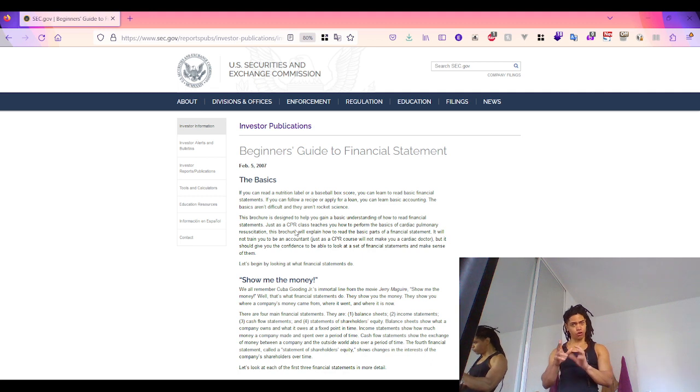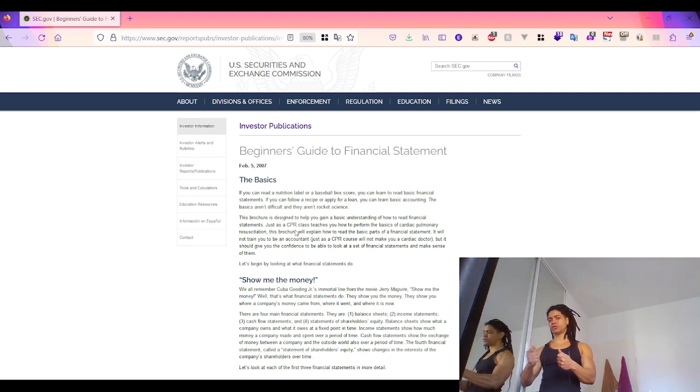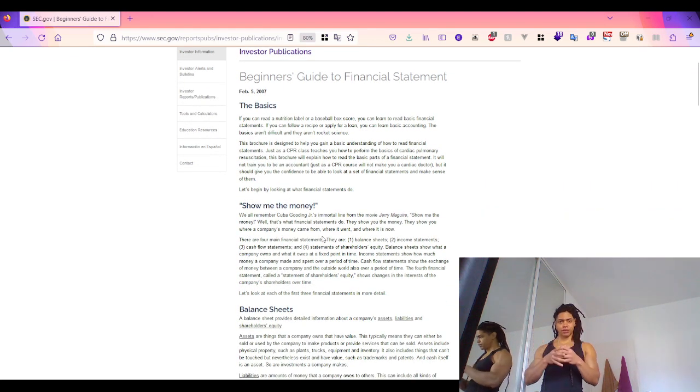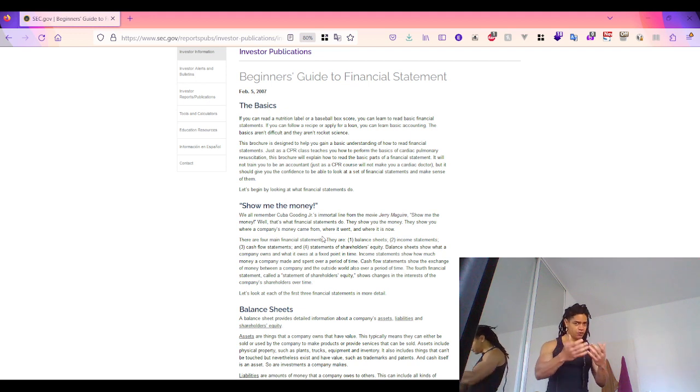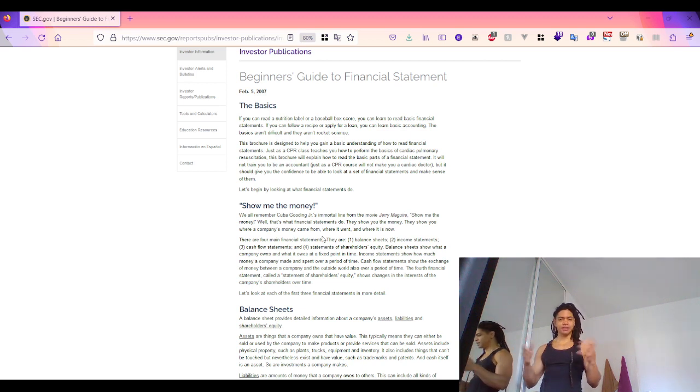much like the CPR course teaches you how to perform cardiopulmonary resuscitation, but it won't train you to be a cardiac doctor. So the same here in this section, because what we're going to see here, or what I learned from this, is, hey, anytime we see a set of financial statements, we can make sense of them, which is the end goal of this. So after all, financial statements show you the money, period.